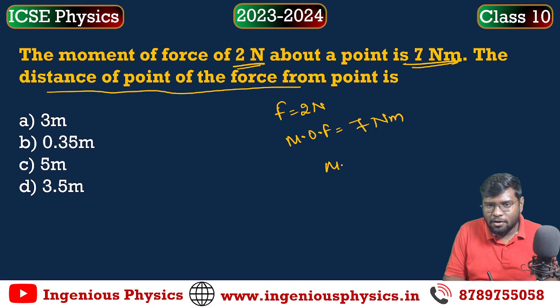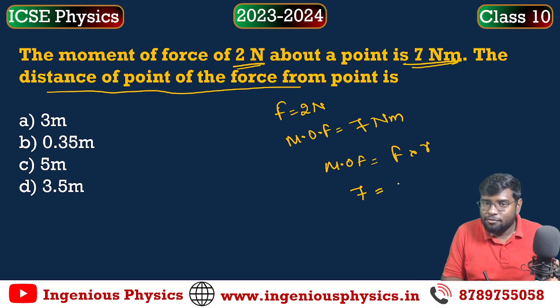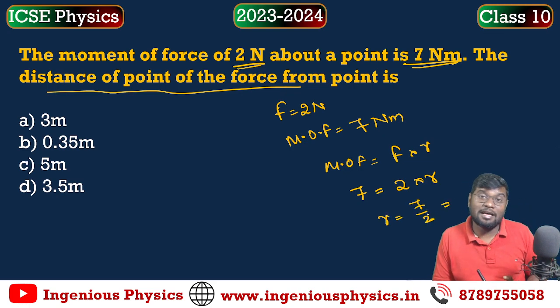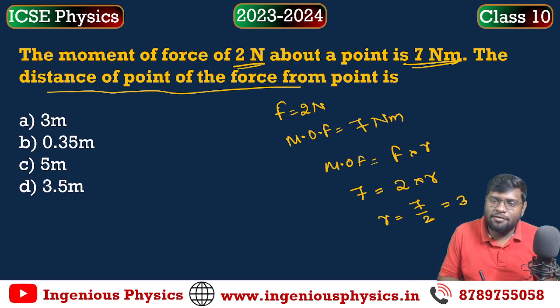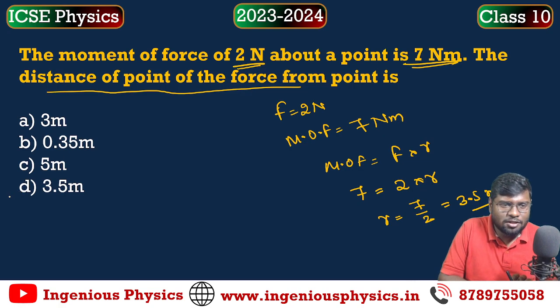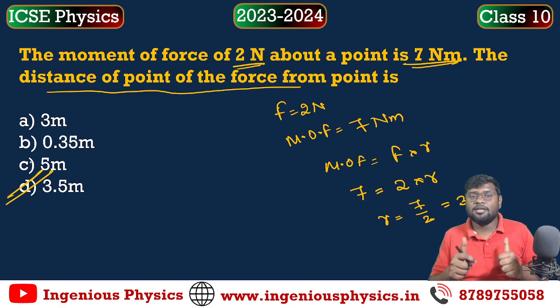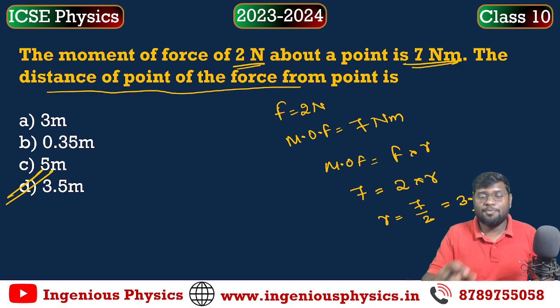We know that moment of force equals F into R. Moment of force has a value 7. Force is given, 2. And we have to find R. So definitely R will be 7 upon 2. And I believe all of you are very good in mathematics, right? So it will be 3.5 meter. So let us find the correct option. And the correct option is option number D. Right? I hope you understood this one.